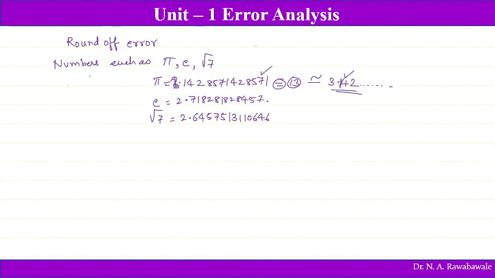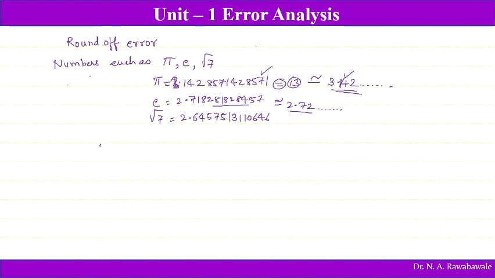So instead of 2.7182112, we are going to take it as 2.72. So this is approximate. This is the true value, this is the approximate value. Because of this attempt, we are going to eliminate the significant figures, and the omission of significant figures is going to introduce error, and the error introduced is known as the round off error.